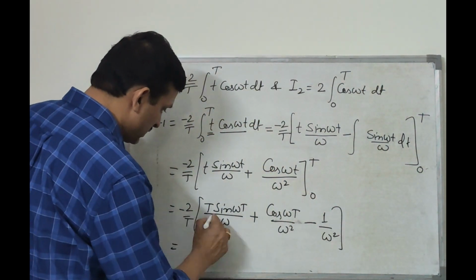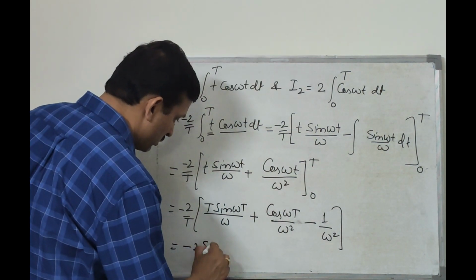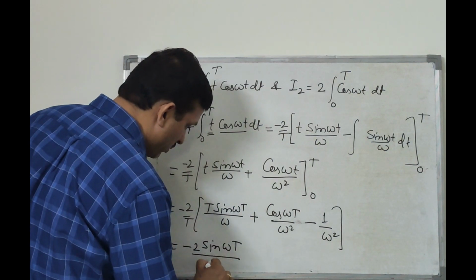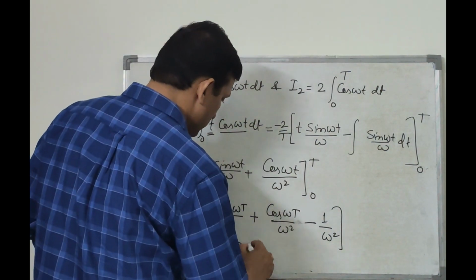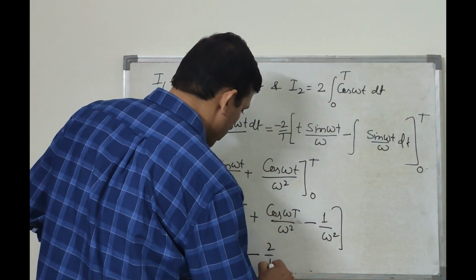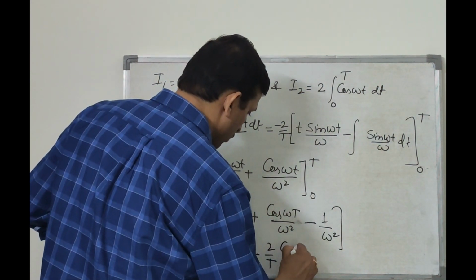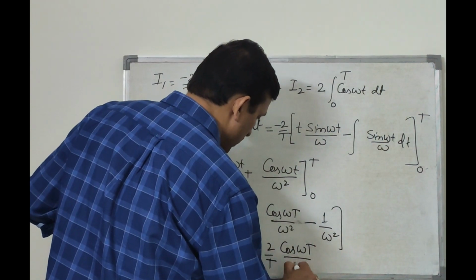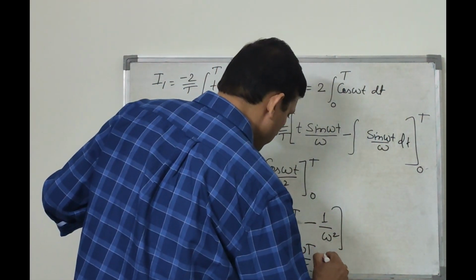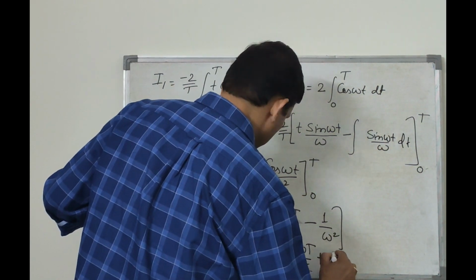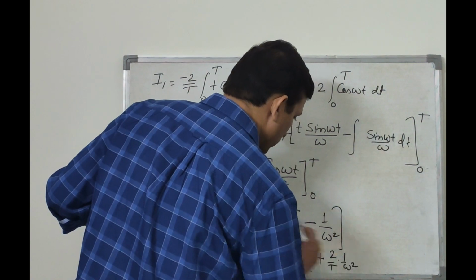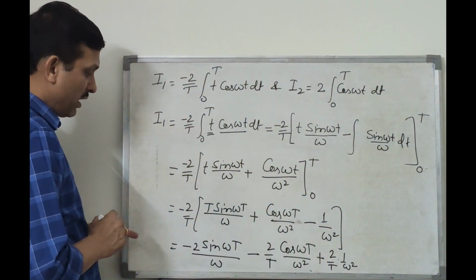That means it is minus 2 sin omega t divided by omega, and here it is minus 2 upon t cos omega t divided by omega square. This is minus minus plus, and that is 2 upon t times 1 upon omega square. This is the value of the integration of I1.